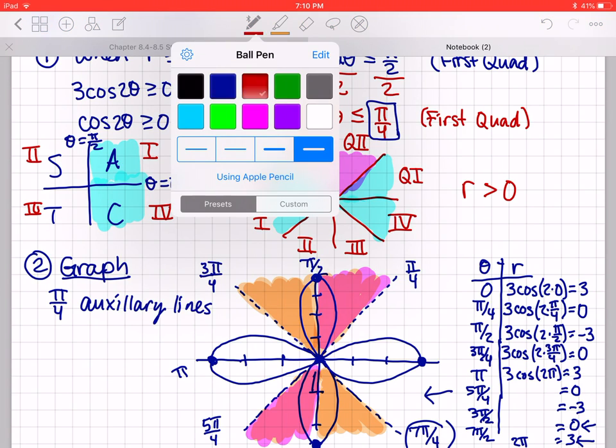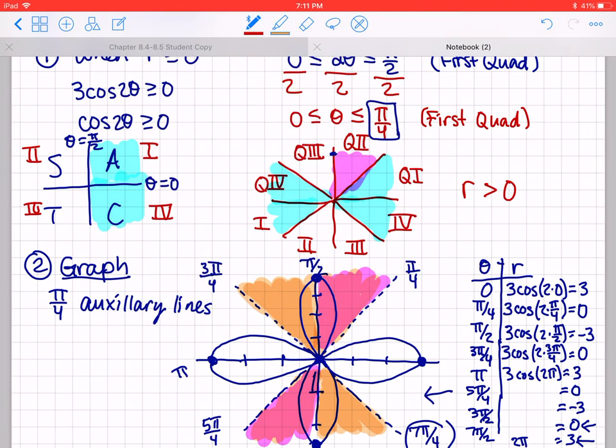And I wish I could ask you guys what you thought this was called, but we're going to call it a 4-leafed rose. All right, wonderful. So we made that, and it looks beautiful. Let's make one more.